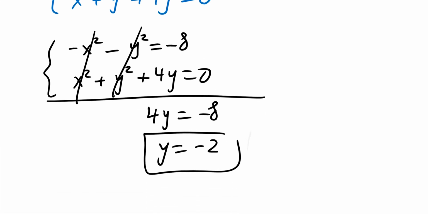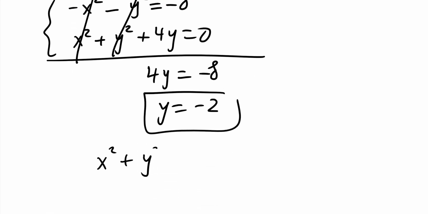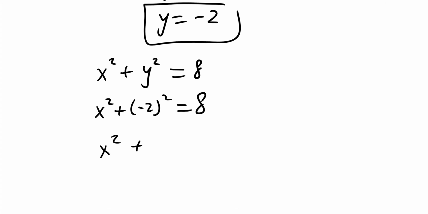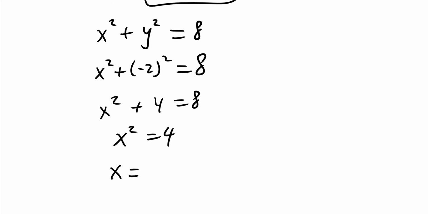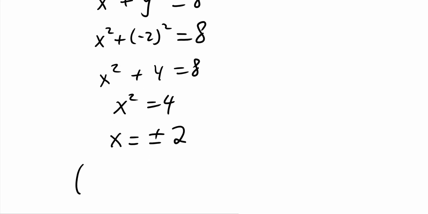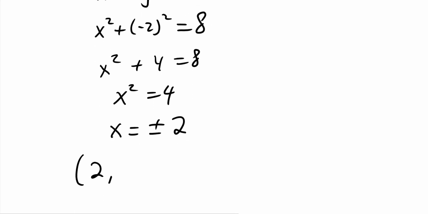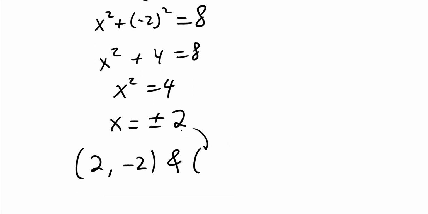So I can go to the first equation, x squared plus y squared is 8. x squared plus negative 2 squared equals 8. That's x squared plus 4 equals 8. x squared is 4. What is x? It's not just 2. Plus or minus 2. So 2 comma negative 2, and there's another one, negative 2 comma negative 2. So it has two values for x, positive 2 and negative 2. And again, it's really important to check the answers.